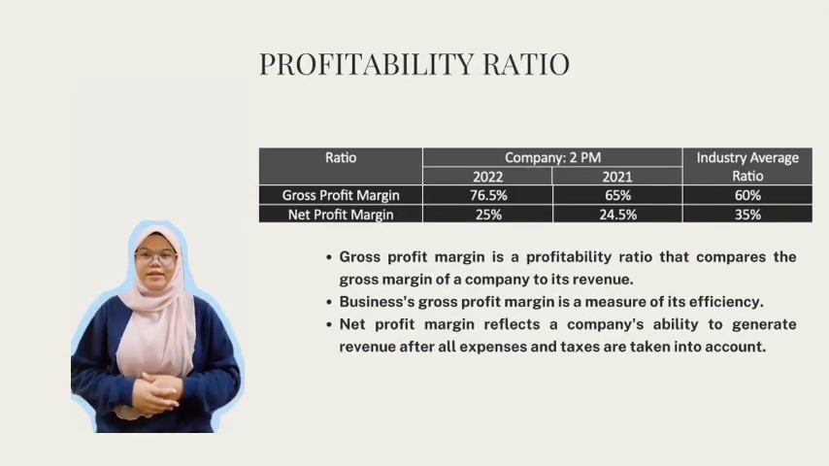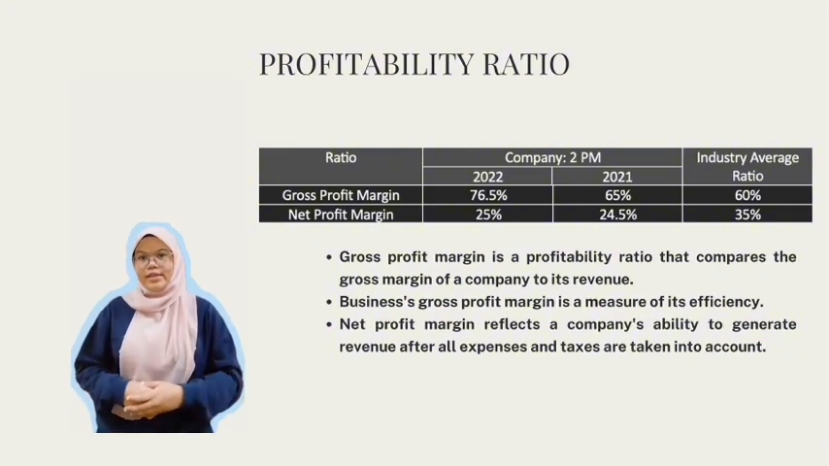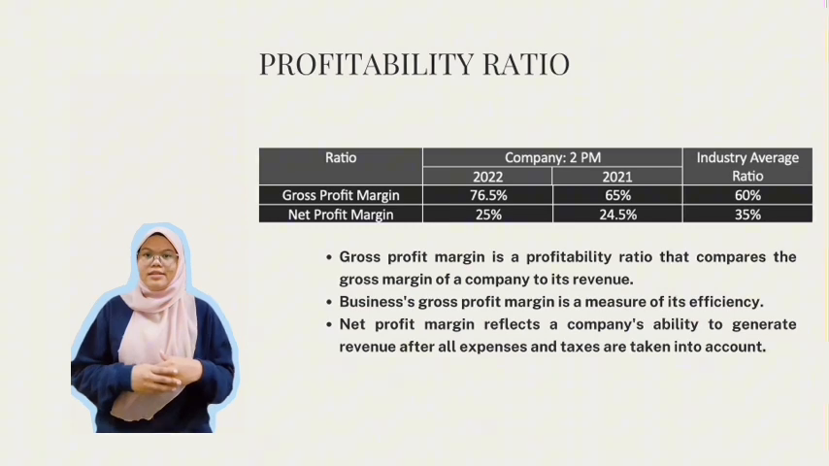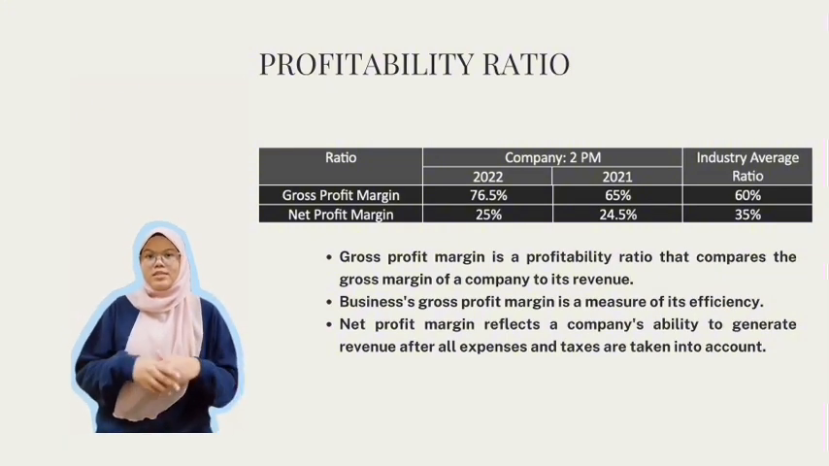As shown in the balance sheet provided, for the gross profit margin ratio in 2021, the company ratio is 65%, which is higher than the industry average ratio that is 60%. This means that the company's performance is good compared to the industry average ratio. Similarly, in 2022, the ratio is 76.5%, which is also higher than the industry ratio.